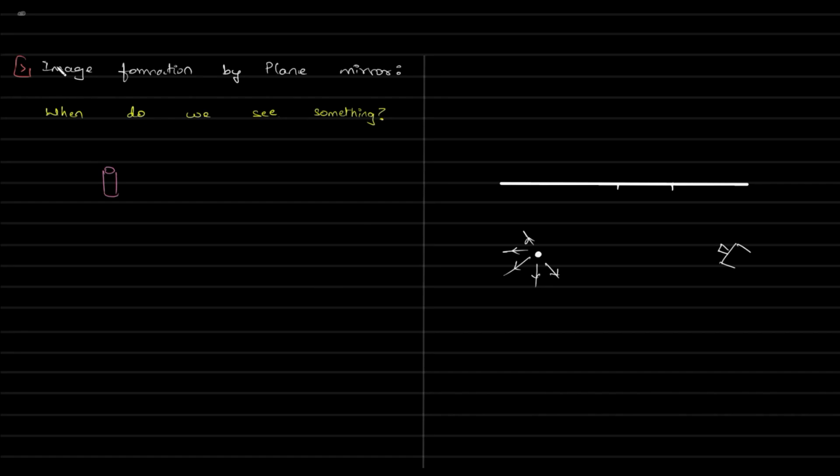The topic of discussion is image formation by a plane mirror. So before we talk about image and all of this, basic question. When do we see something? Or how do we get to see something?